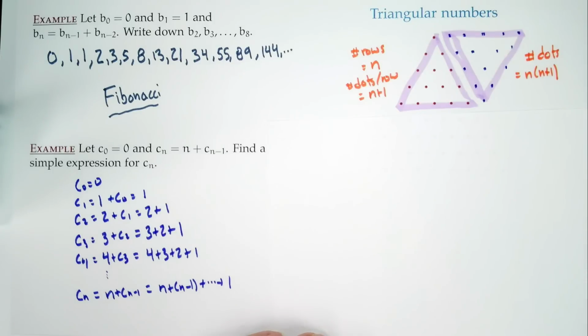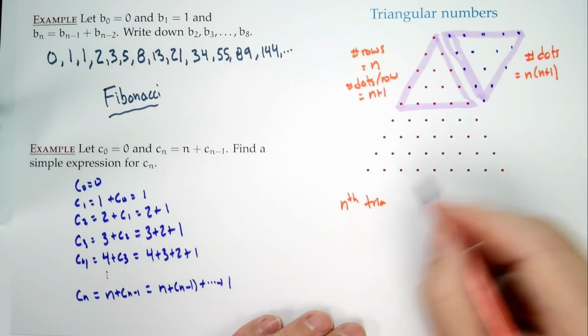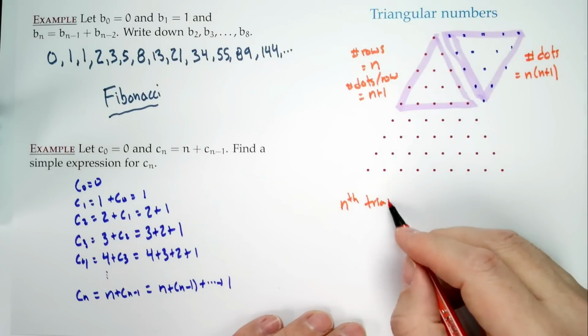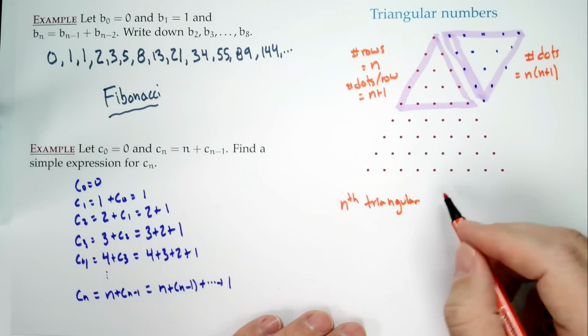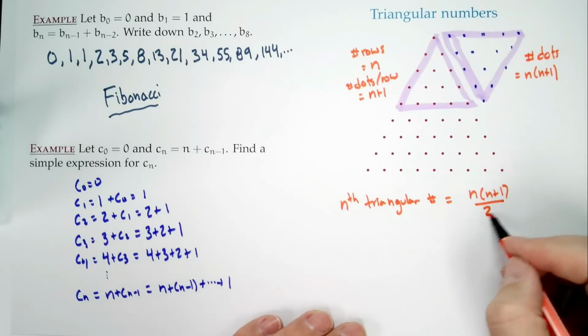So what's our final answer? Our final answer is that we can say that the nth triangular number is half of that. So in particular, we can say it is n times n plus 1 over 2.